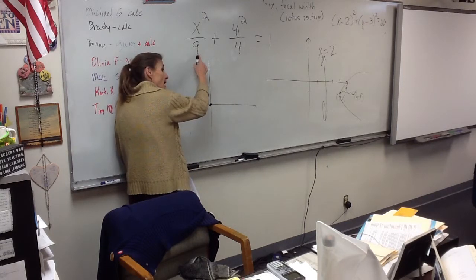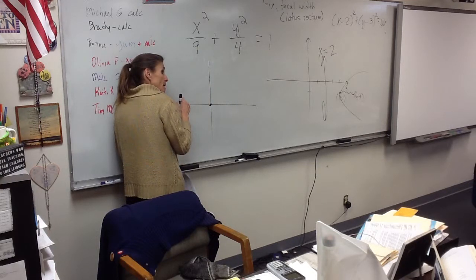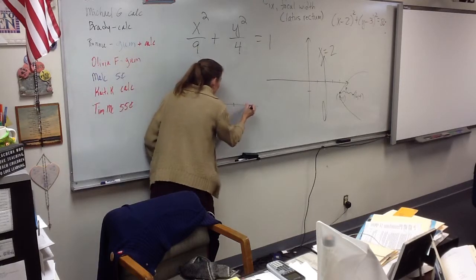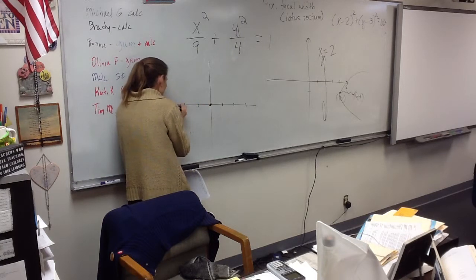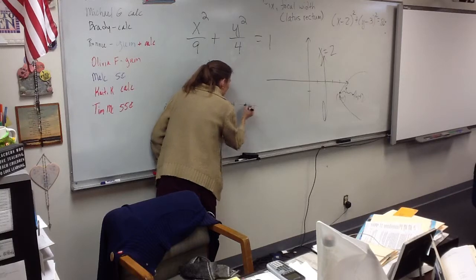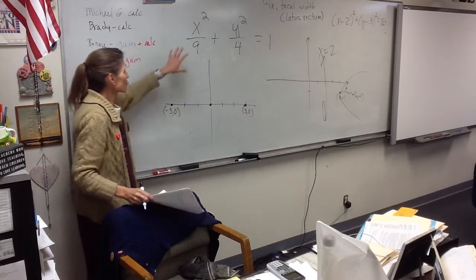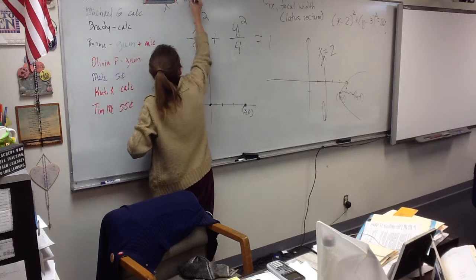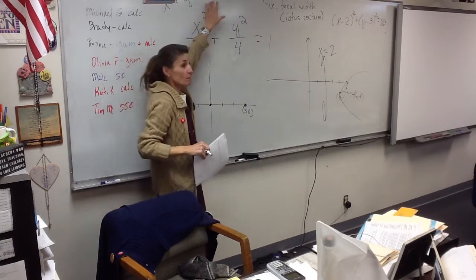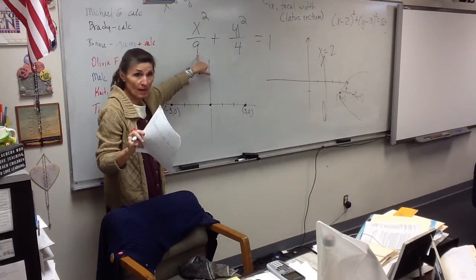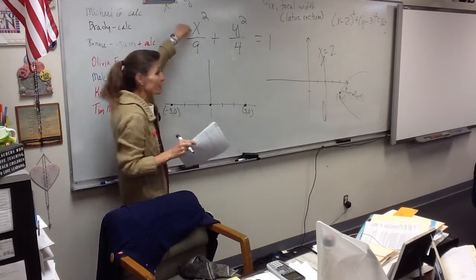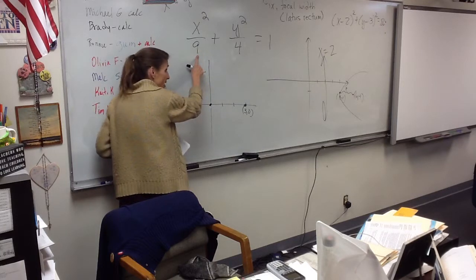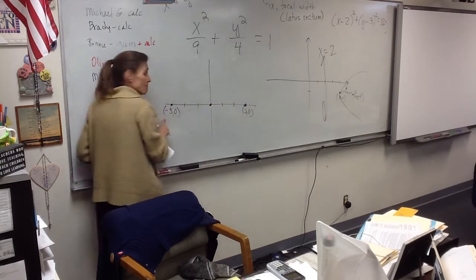Now, see this 9 right here? That is like a radius number. That 9 tells me to count forward and backward 3 from my center. 3 is like the x radius. If this were x squared plus y squared equals 9, the radius would be 3, right? This number is handled that way. I know it goes sideways because it's under x, and x is this way. So the 9 tells me I'm going to go forward 3 and backward 3.